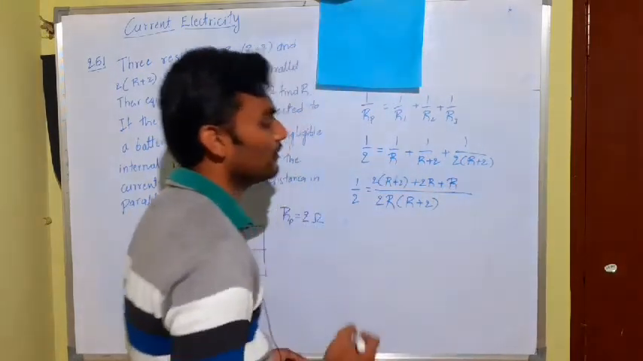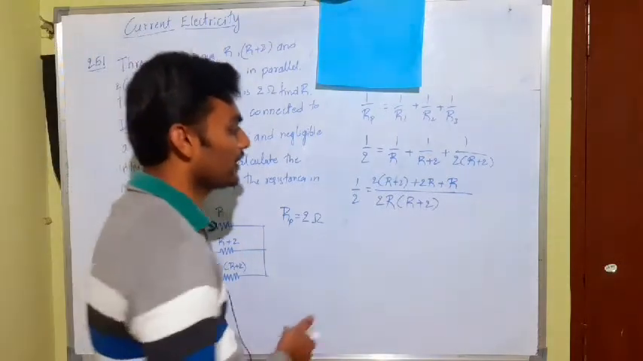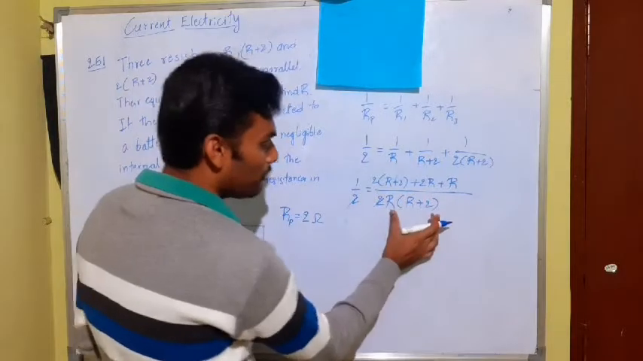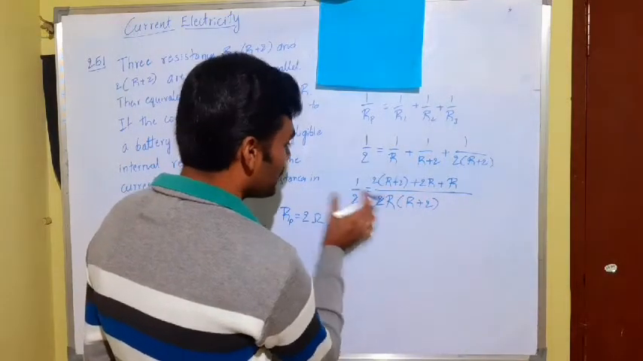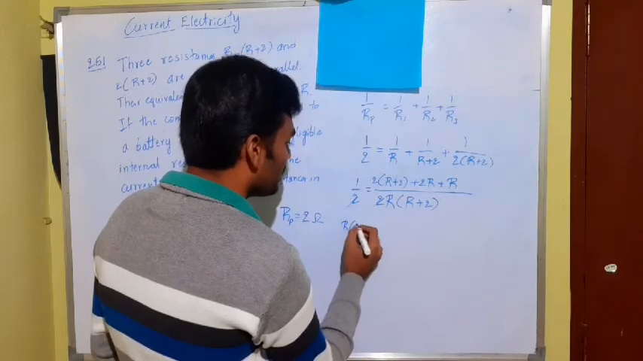Only R is not there. Okay, taking LCM, you should be aware of all these things, basic maths. Now I can cancel this 2 and 2, right? And bring this R of R plus 2 here. At the same time, I can simplify. Let me simplify the next step itself.